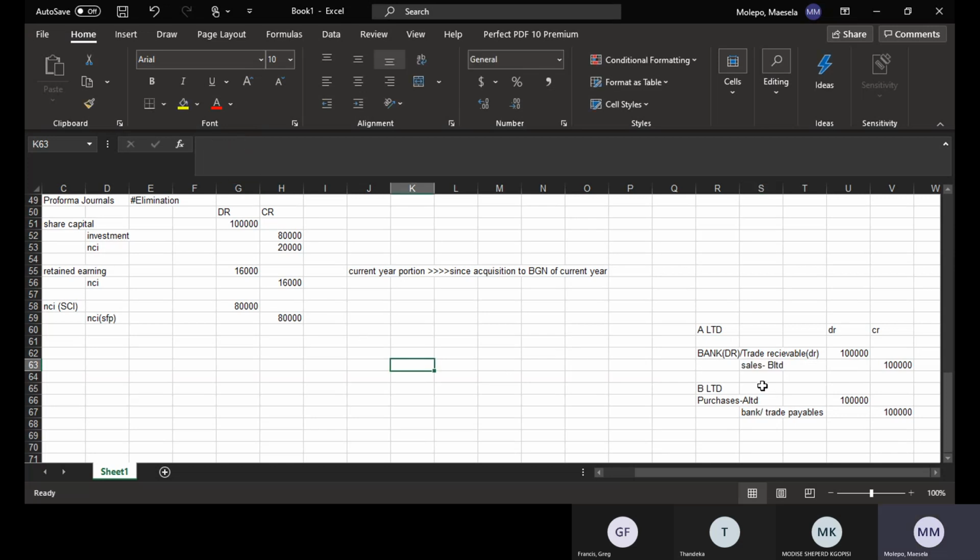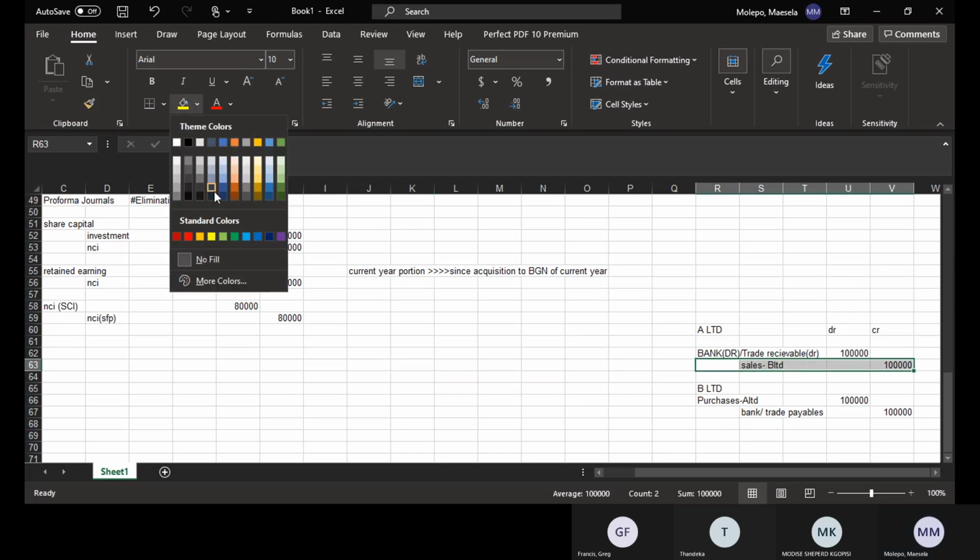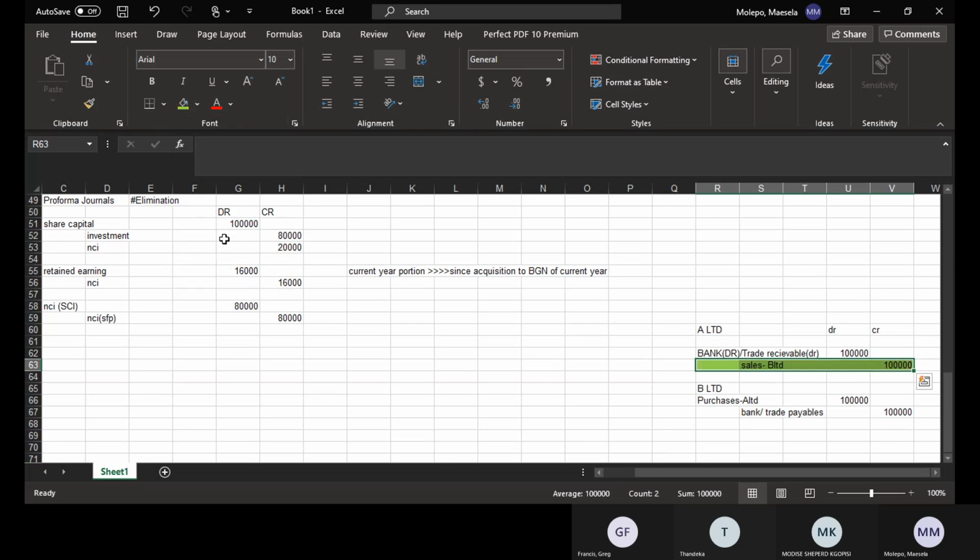So now we eliminate the one which they don't have the contra account here, which in this case is the sales part, and this one is the one to be eliminated.